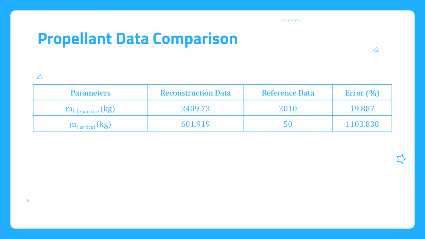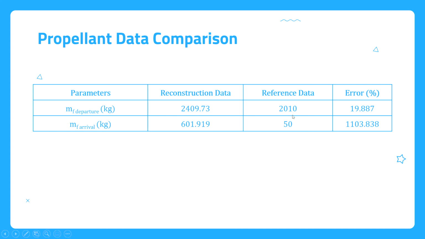This is the propellant data comparison. For the propellant mass at the departure, the reconstruction data says 20409.773, while the reference data is 2010. And that gives about 20% error. So here we can see that from the reconstruction data with the assumption of the two-body case, we get a higher value of MF. What it says is that for the two-body problem, the spacecraft actually needs more fuel to enter the hyperbolic escape trajectory.